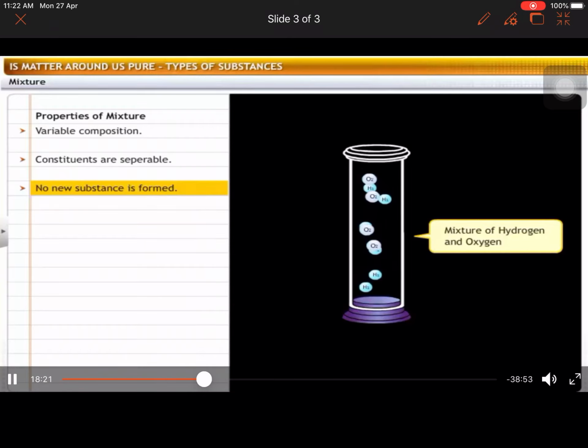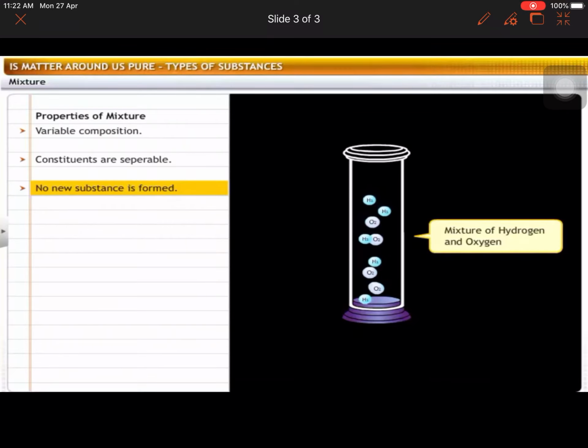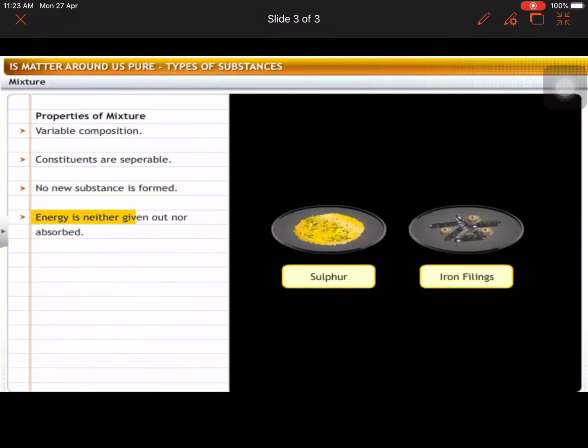Please. For example, we could mix various proportions of hydrogen and oxygen gas. As long as you do not ignite the mixture, the combination will form a mixture that can be separated. Energy is neither given out nor absorbed in the preparation of a mixture.